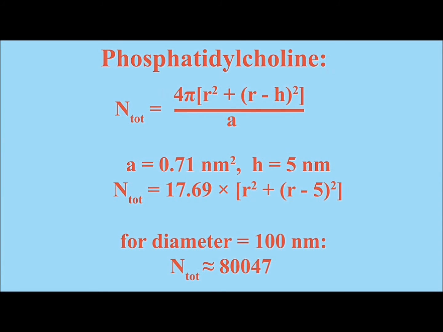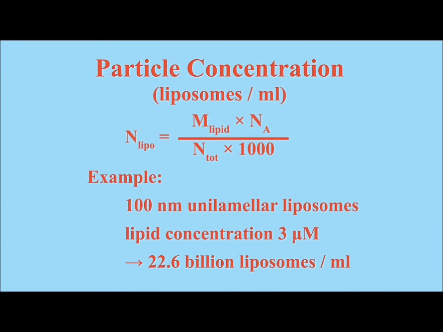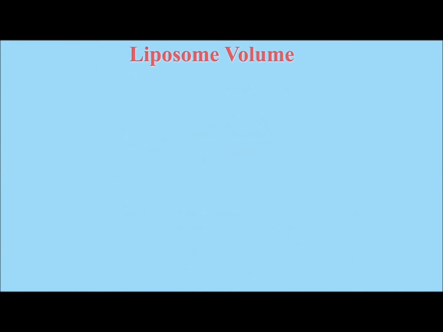To calculate the particle concentration of liposomes per milliliter, we use the equation molar concentration of the total lipid multiplied by Avogadro's number divided by the total number of lipids per liposome particle multiplied by 1,000. For example, in a 100 nanometer unilamellar liposome with a lipid concentration of 3 micromolars, there is about 22.6 billion liposomes per milliliter. Finally, to calculate the volume of a unilamellar liposome, we use the equation 4/3 pi radius cubed.